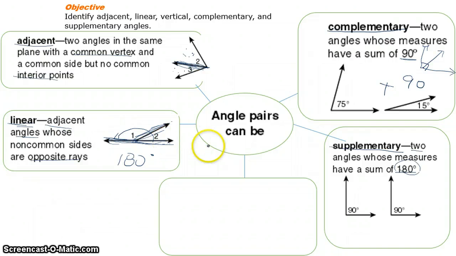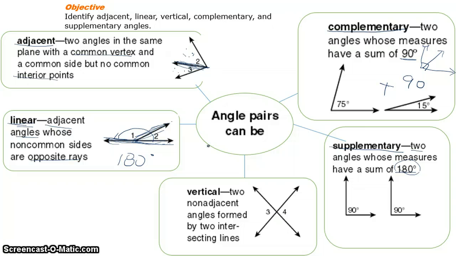Our last special angle pair is what we call our vertical angles. I'm not going to get into a lot of detail with vertical angles because we're going to discuss those a little bit more in class tomorrow. But you can go ahead and fill this in on your chart.